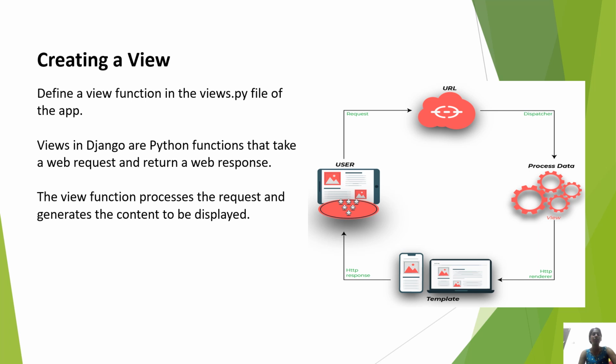Create a view. Define a view function in the views.py file of the app. Views in Django are Python functions that take a web request and return a web response. The view function processes the request and generates the content to be displayed.